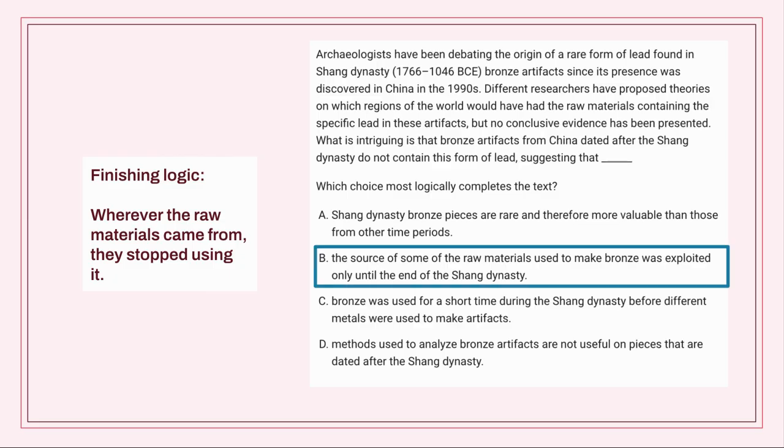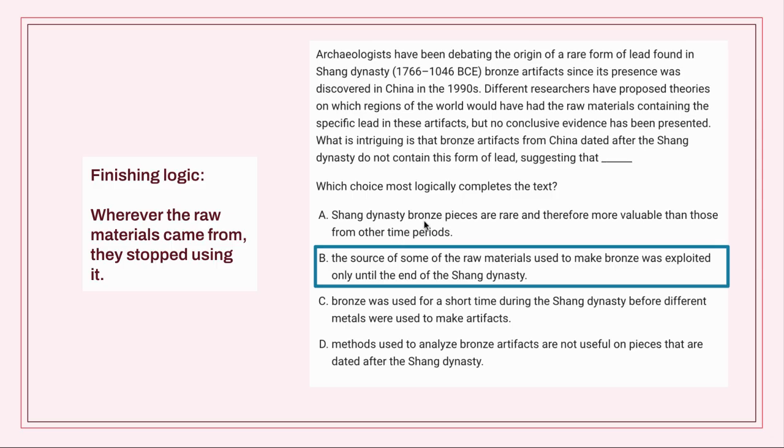So here B is the best answer. The source of some of the raw materials used to make bronze was exploited only until the end of the Shang Dynasty. So exploited just means used. So the raw materials used to make this bronze, they used it only until the end of the Shang Dynasty, which is pretty much what they said. They just stopped using it after the Shang Dynasty.